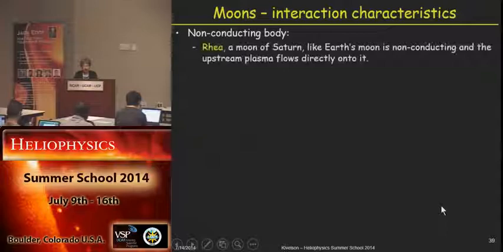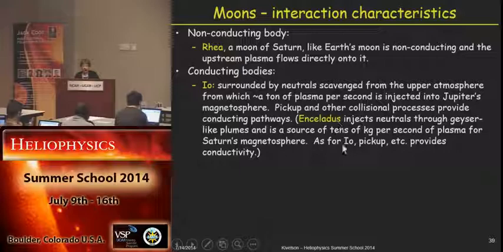So non-conducting bodies, others that would be similar to our moon, Rhea, a moon of Saturn. It's non-conducting. Upstream plasma flows right onto it. Conducting bodies, well, I talked a bit about Io. Enceladus, which injects neutrals and is a source of tens of kilograms per second for Saturn's magnetosphere, has conductivity through pickup the way Io does. Europa, Titan.